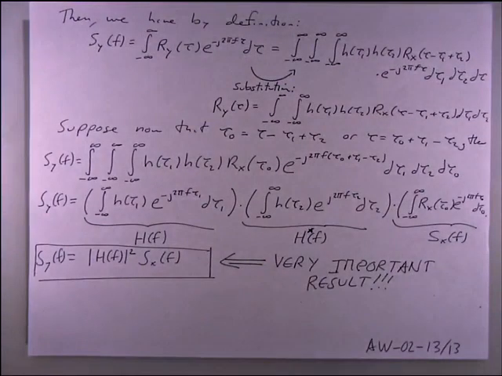And the answer is very simple. If I have an LTI system described by h of t, an input random process x of t, and an output random process y of t, what's the relationship between the input and output power spectral density? If you have the input power spectral density, and the frequency transfer function of h of t, which is H of f, then the magnitude squared of H of f multiplied by the power spectral density of the input gives you the power spectral density of the output.